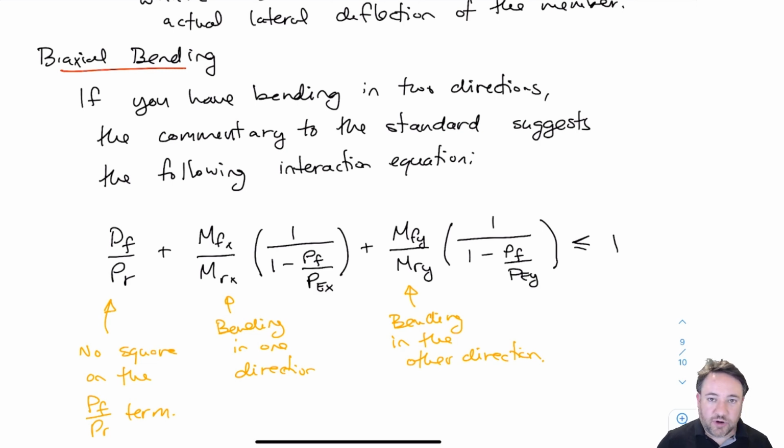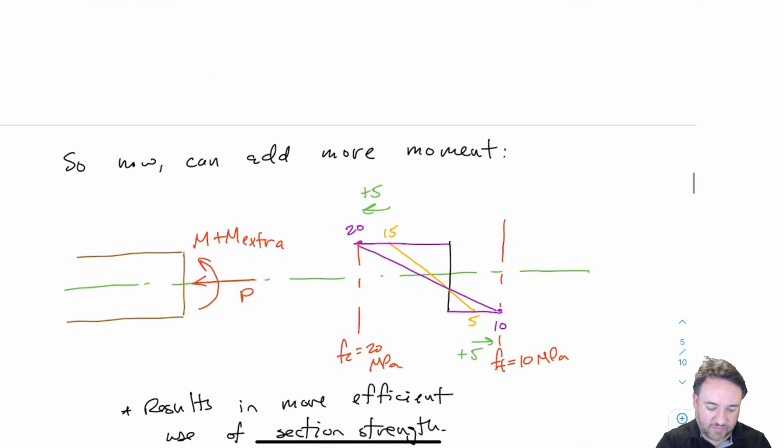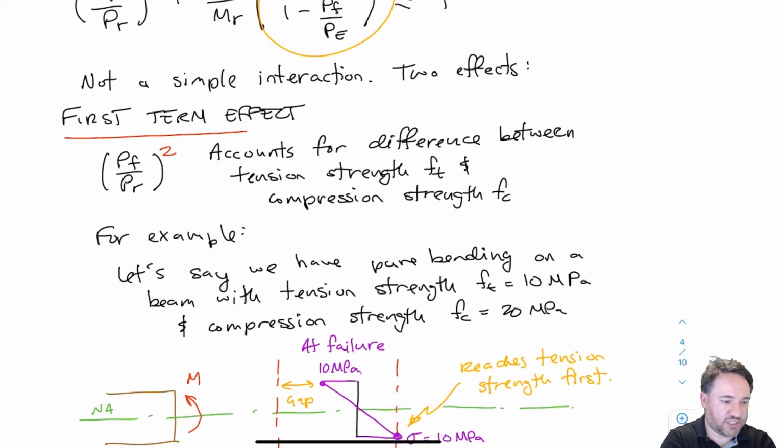So that's it for design for axial compression and bending and axial tension and bending. We looked at in the first video how we do the combination for applied axial tension and bending simultaneously, and what that interaction looks like and why those stresses are additive. Then we looked at how we do combined axial compression and bending, and what the square term means for the first term of the interaction equation, which was the effect of different strength in compression and tension.